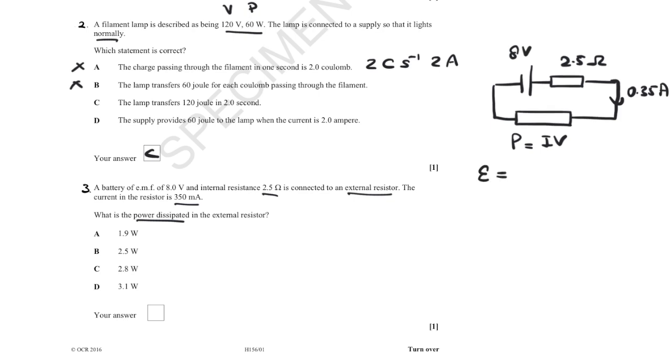That can be given by this equation, EMF minus I times R is equal to V. So 8 minus 0.35 times 2.5 will give me the voltage, and that is 7.125 volts. From here, I can work out the power, which is current times voltage. So 0.35 times 7.125 gives me a value of 2.49, which is therefore rounded to 2.5, and B is the answer. Okay, so let's check out the next question.